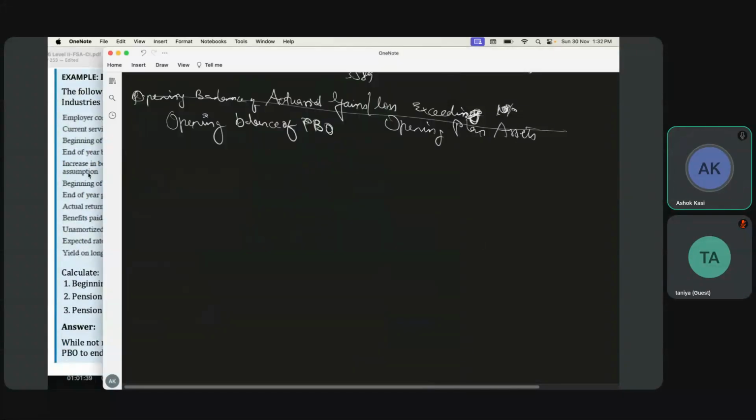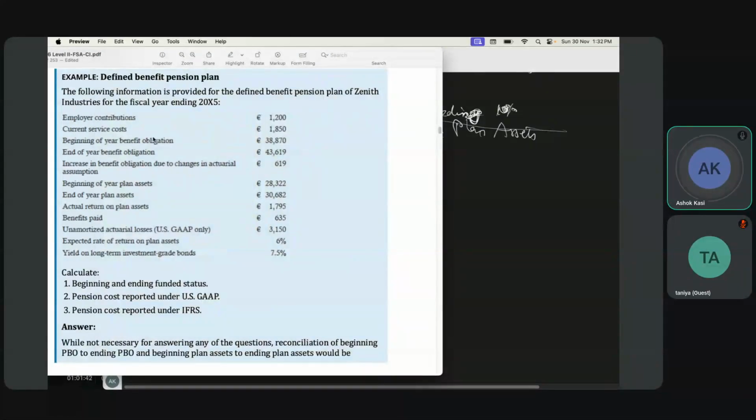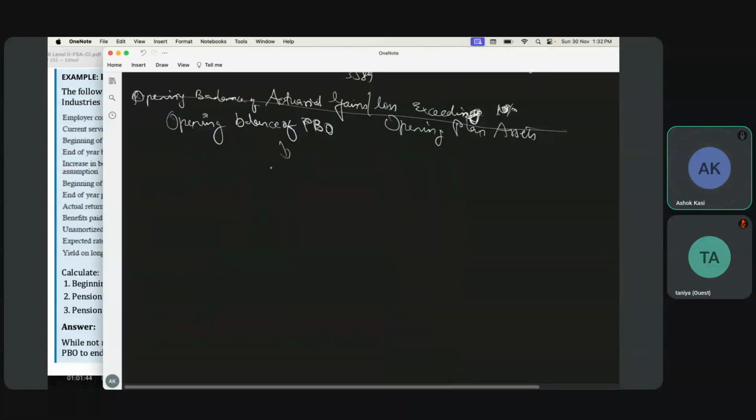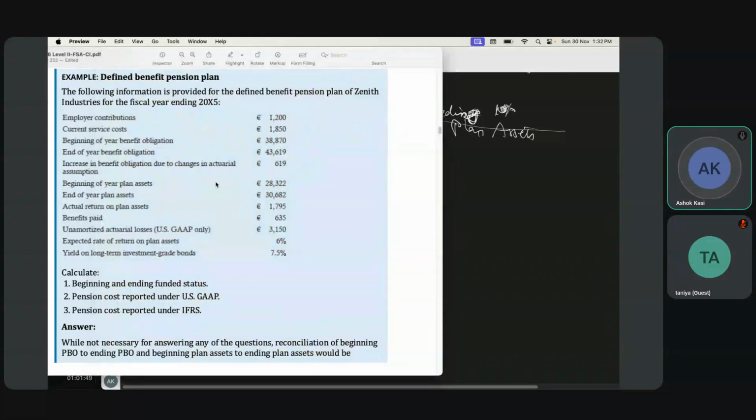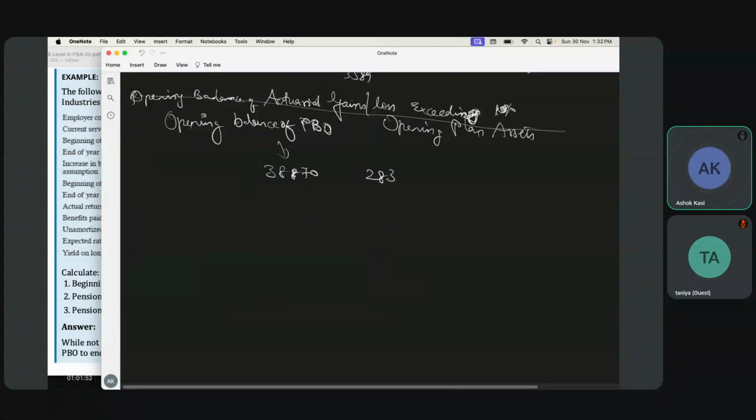So opening PBO is 38,870 and opening plan assets 28,322. So this is greater, so I will focus on this one. So 10 percent of the greater one, that is 10 percent of 38,870, is 3887. Now the opening balance of actuarial gains.